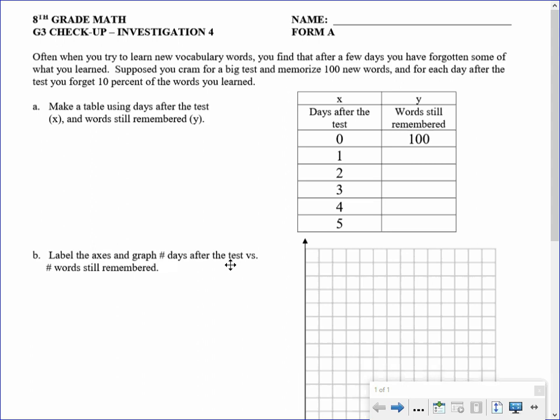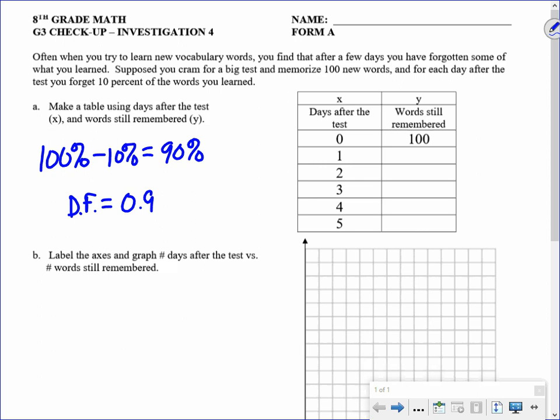So suppose that you cram for a big test and memorize 100 new words, and for each day after the test you forget 10% of the words you learned. So if you know 100 of the 100 words, that's 100%. So if you forget 10% of the words, that means every day you know 90% of the words from what you learned the previous day. So the decay factor, if you turn 90% into a decimal, your decay factor, not growth factor, remember this is exponential decay, your decay factor is 0.9.